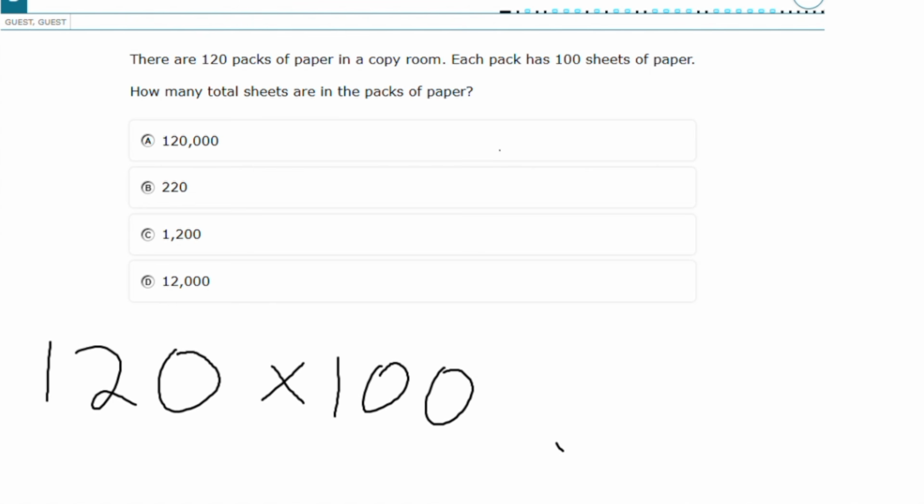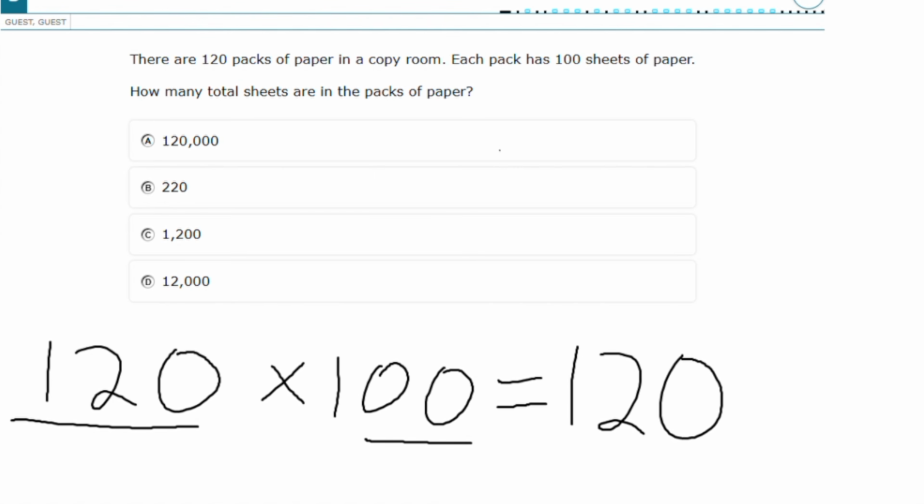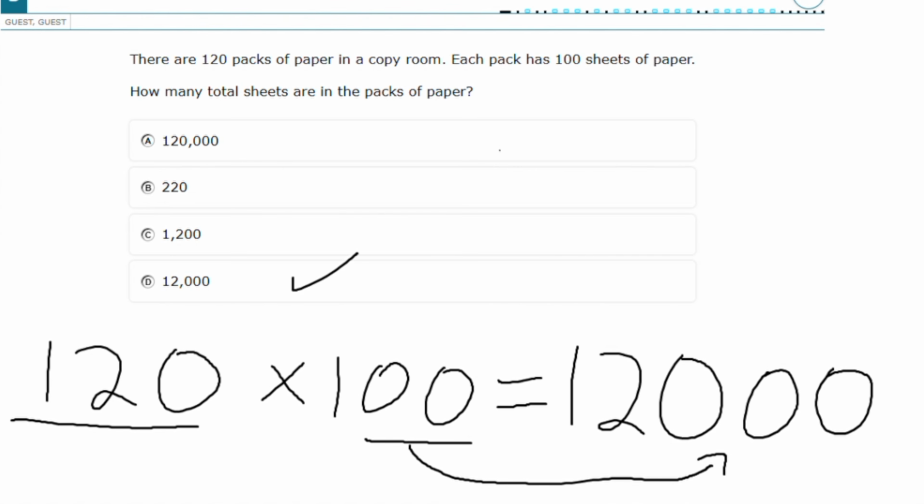So how do we do this? How do we solve this? Well, there's a simple, easy trick that I'd like to show you today. Okay, whenever you're multiplying times a number that ends in zeros, make sure it's starting with 1. Whenever you're multiplying with a number that ends in zeros, you can take those 2 zeros and put them at the back of the number you're multiplying. So all we have to do is write out 120. Okay, and we're going to take our 2 zeros, just put them at the back. 0, 0. So what is our answer? Our answer is 12,000. So the correct answer choice is D.